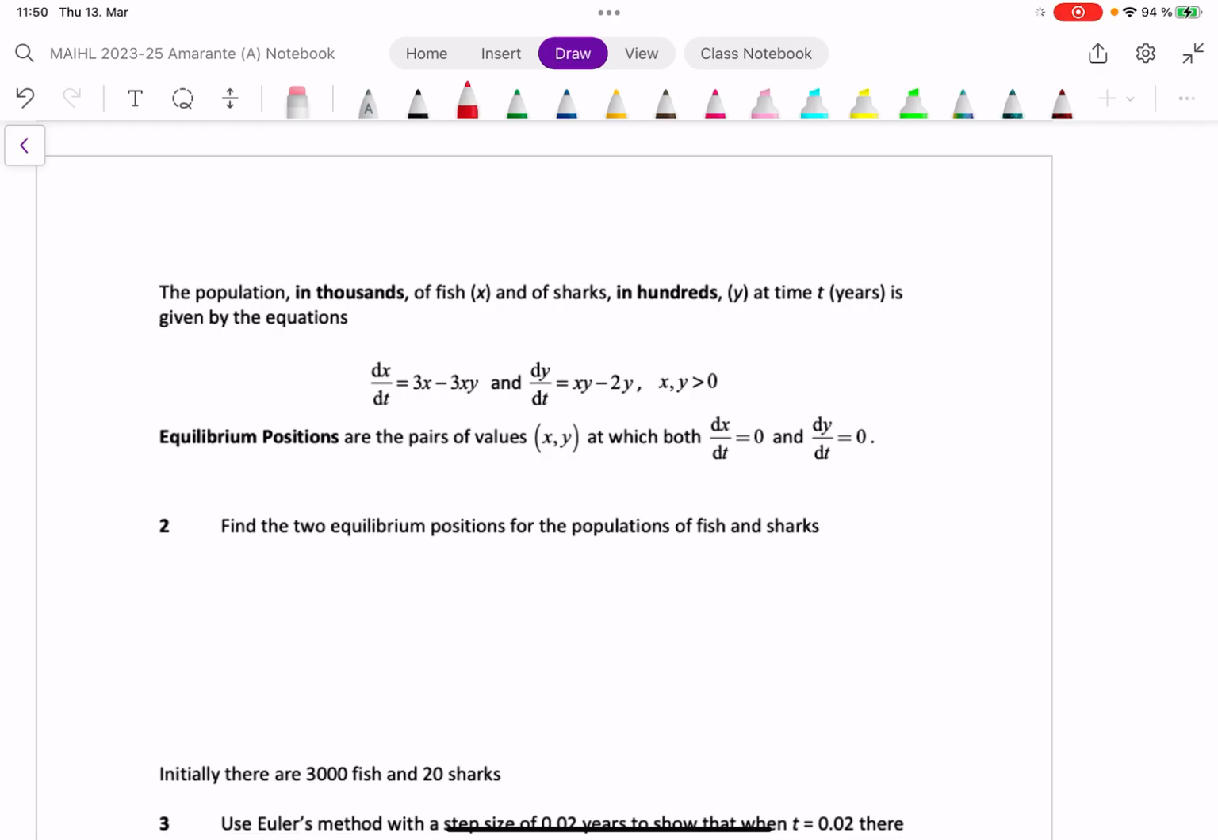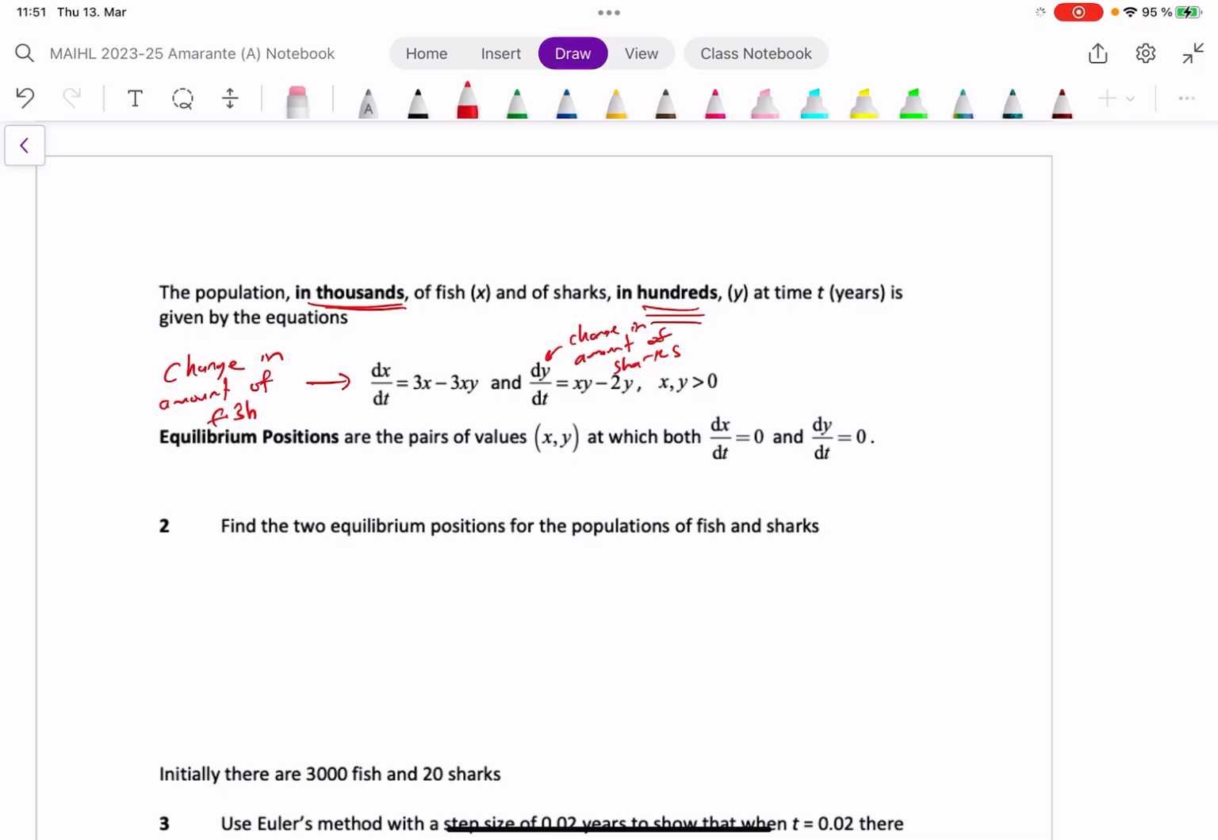So in this part, it says the population in thousands of fish and of sharks in hundreds, right? So notice that X is in thousands and Y is in hundreds, and time T is in years, is given by the following equation, right? So the change in X, which represents the change in the amount of fish, is given by this equation. This one, the change in the amount of sharks, is given by this equation. So notice they gave you the equations, right?